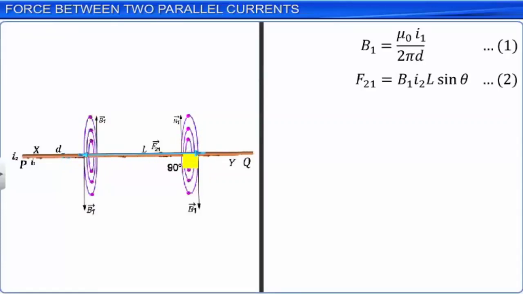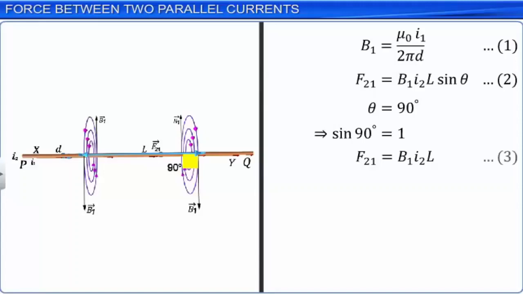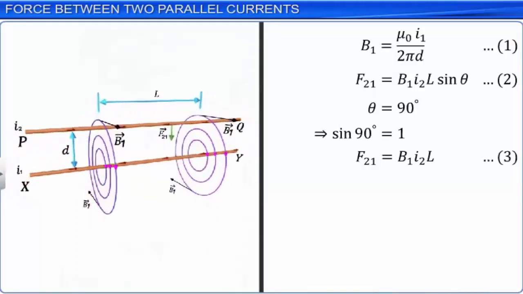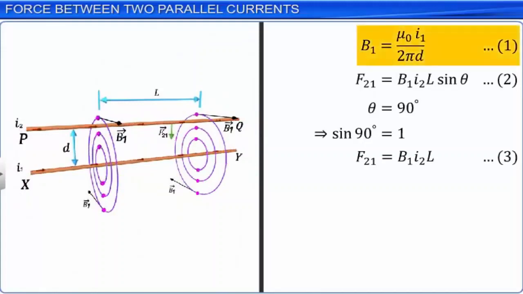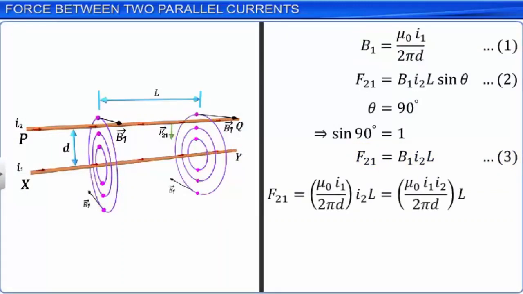Here, theta is equal to 90 degrees and sin 90 is equal to 1. Therefore, the force acting on the segment of the conductor PQ of length L due to the conductor XY is F21 equal to B1 I2 L. Let this be equation 3. On substituting the value of B1 from equation 1 in equation 3, we arrive at the expression F21 equal to mu naught I1 I2 by 2 pi d into L. Let this be equation 4.